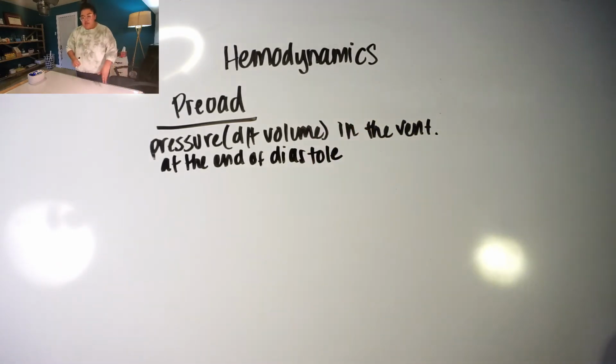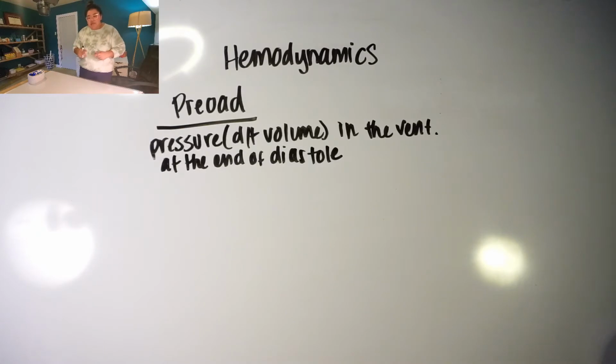So basically, when the heart is relaxed and the ventricles are open and they're filling up with blood, this is going to be the volume. So the pressure in those ventricles, due to all that blood in them, that is your preload, okay? And what preload is, this is at the end of diastole. So when the ventricles are completely filled with the blood that they are going to eject.